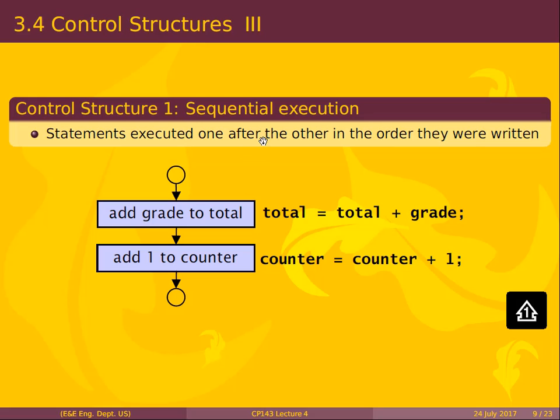So this is on the left. We see here this is the pseudocode. We've got our oval statements where it begins. Then we've got our rectangular statements which execute a certain step. And firstly, we say that we add the grade to the total. This would be a description in pseudocode. And on the right, we've got the actual C code. And after that, we're going to add one to the counter. Here's the description in the rectangular block. And then there's the C code.